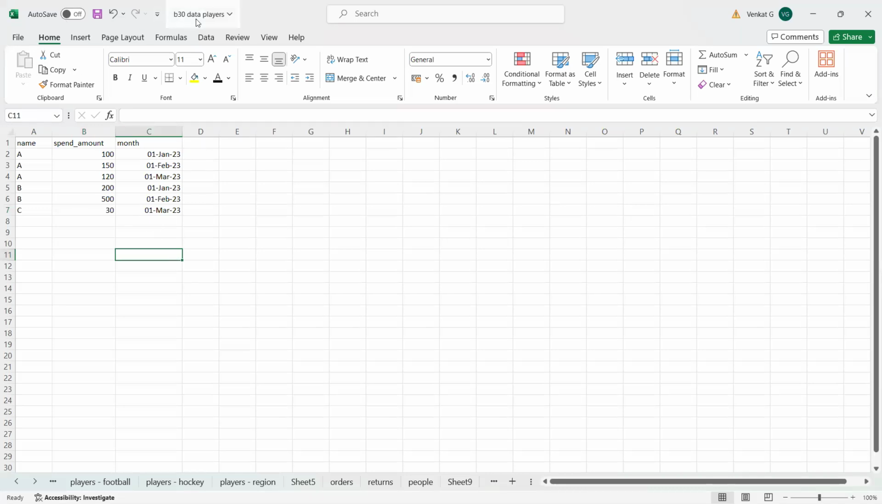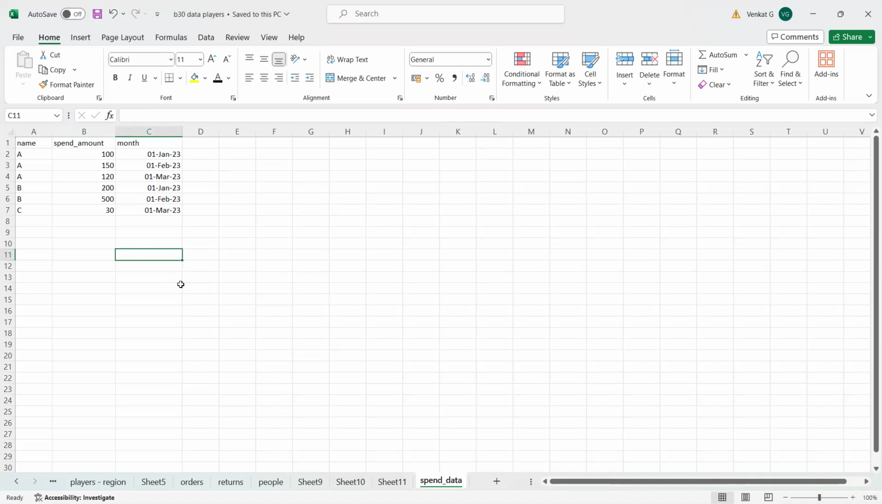I'm saving all this data in a file. The file name is B30 data players. And the sheet name is Sheet 12. I'm renaming the sheet as spend data. Let's save this data.